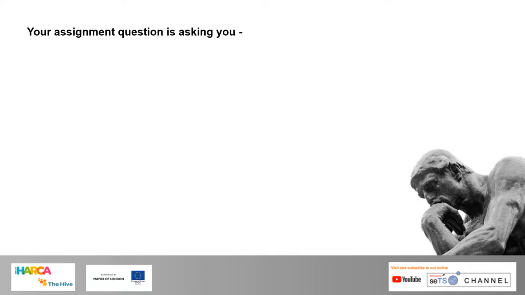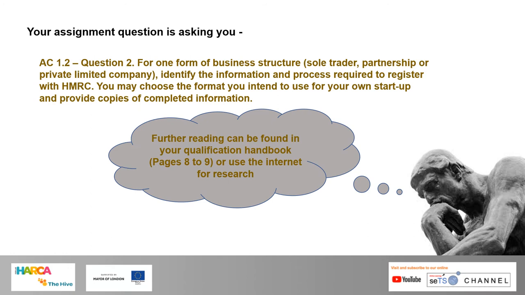Your assignment question is asking you for question 2. For one form of business structure, either sole trader, partnership, or private limited company, identify the information and process required to register with HMRC. You may choose the format you intend to use for your own startup and provide copies of completed information. You could identify a step-by-step process and identify what information is needed to complete the process, and this could be evidenced by screenshot. And further reading can be found in your qualification handbook, pages 8 to 9, or use the internet for further research.